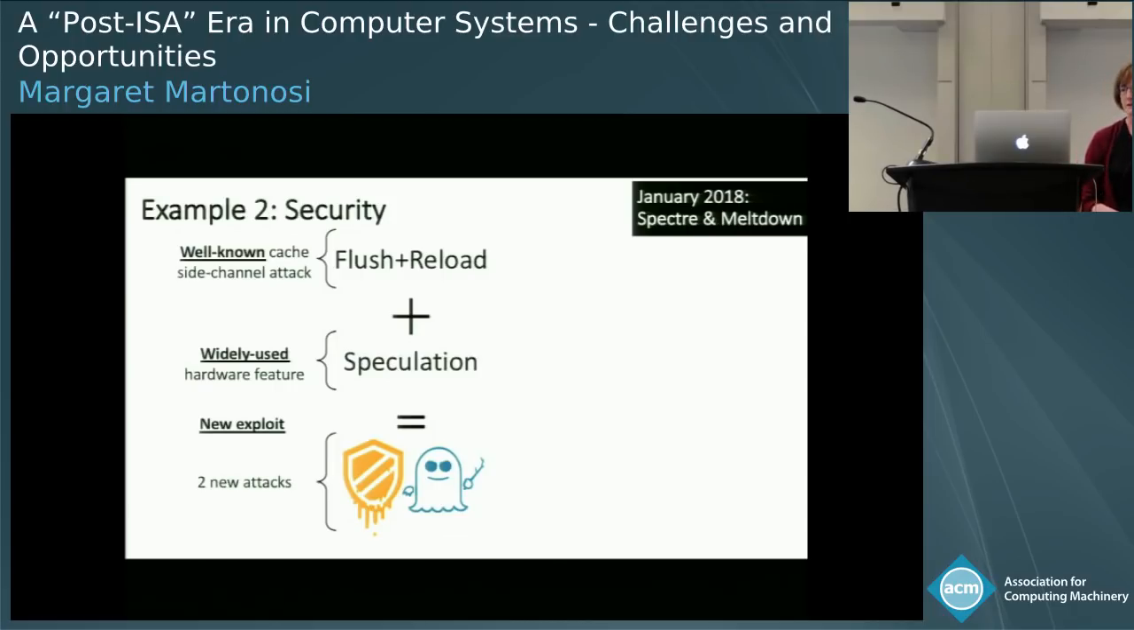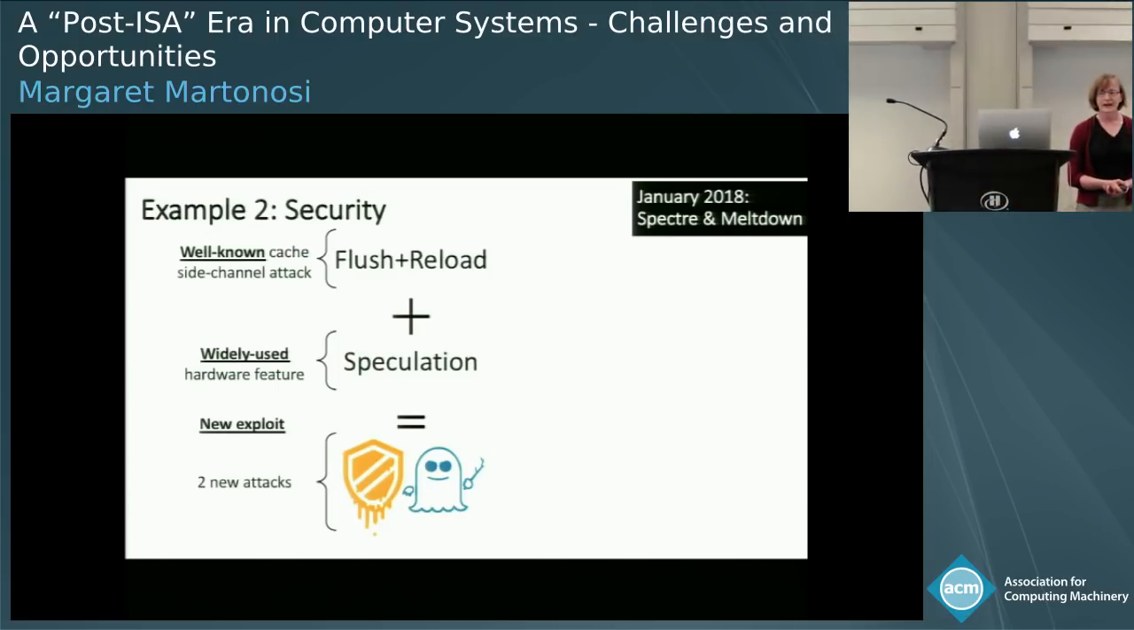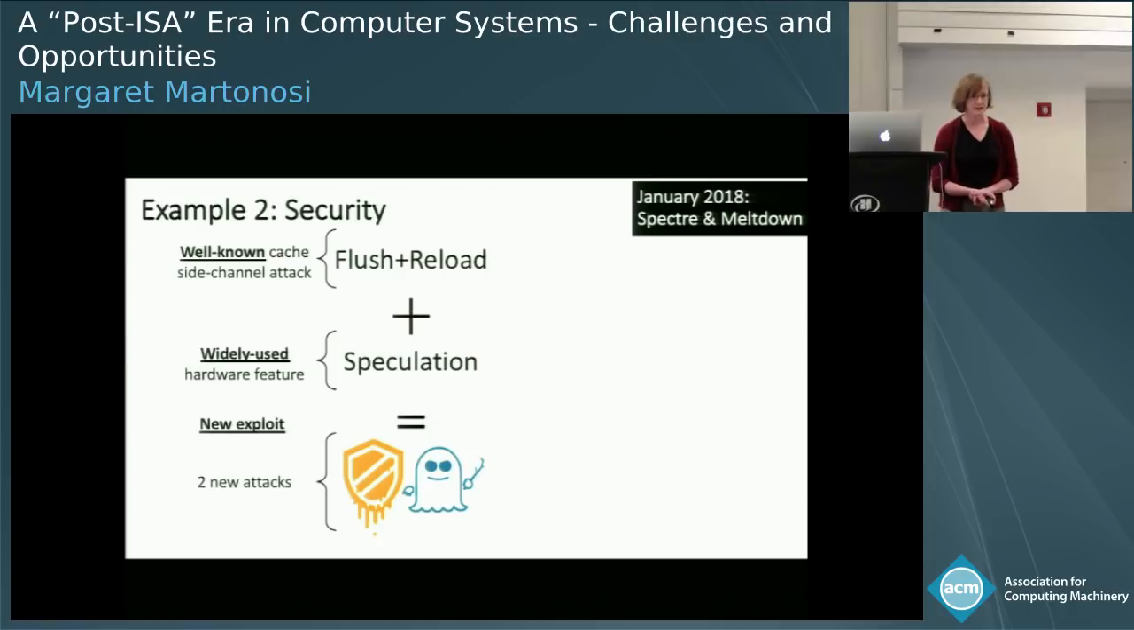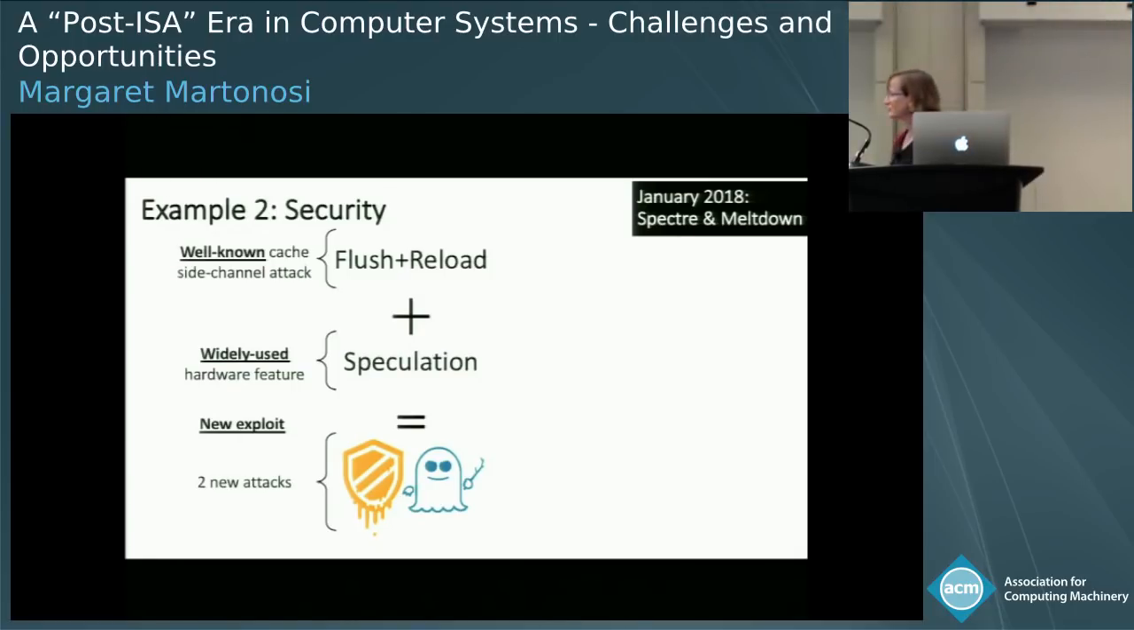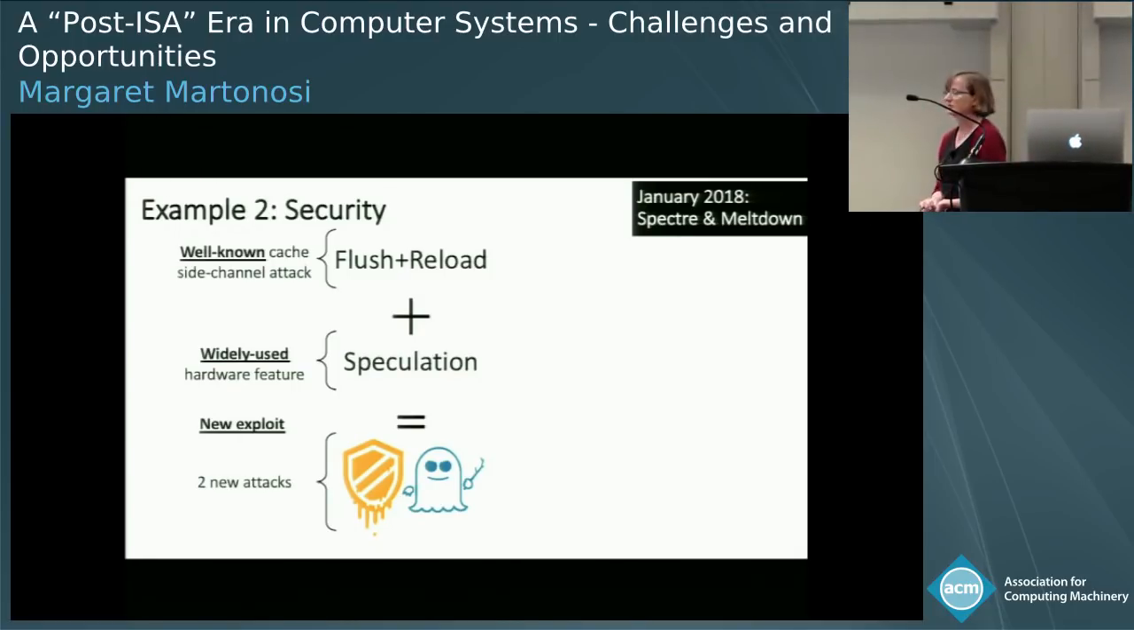So, what is Spectre and Meltdown in a nutshell? Take an actually quite well-known cache side channel attack. The category of attack is called flush and reload. Combine it with an extremely widely used hardware feature, speculation. Come up with a fairly ingenious new exploit.